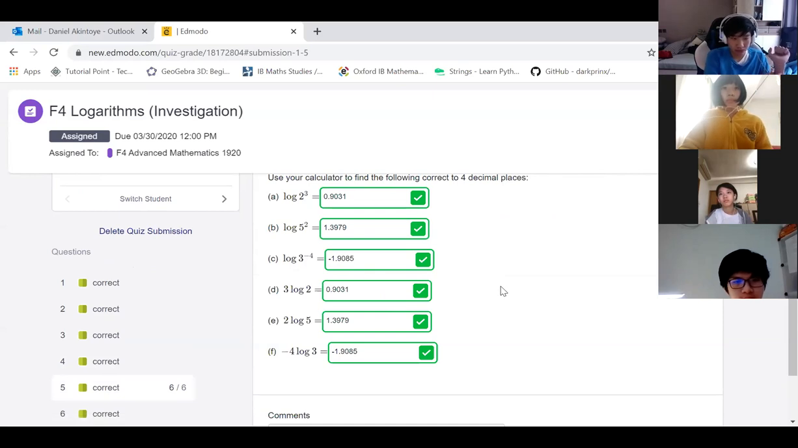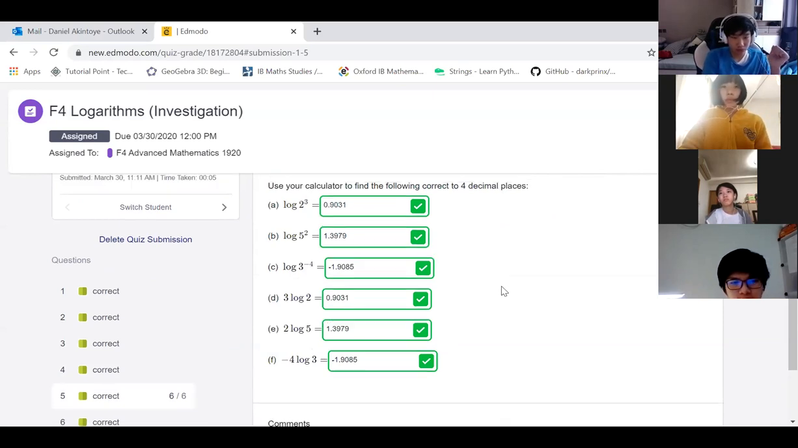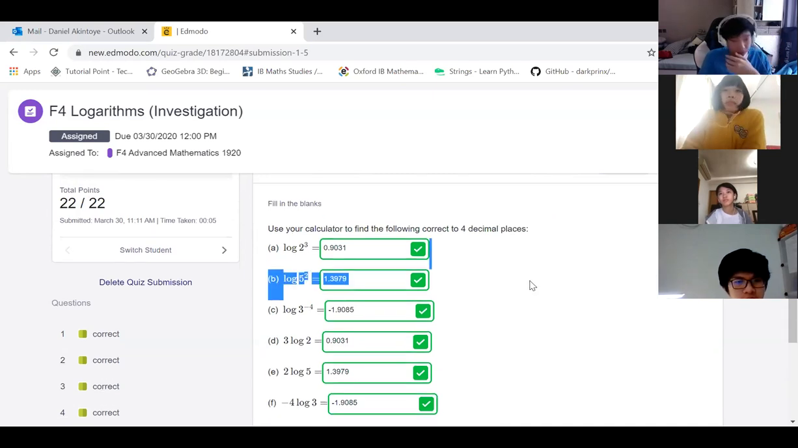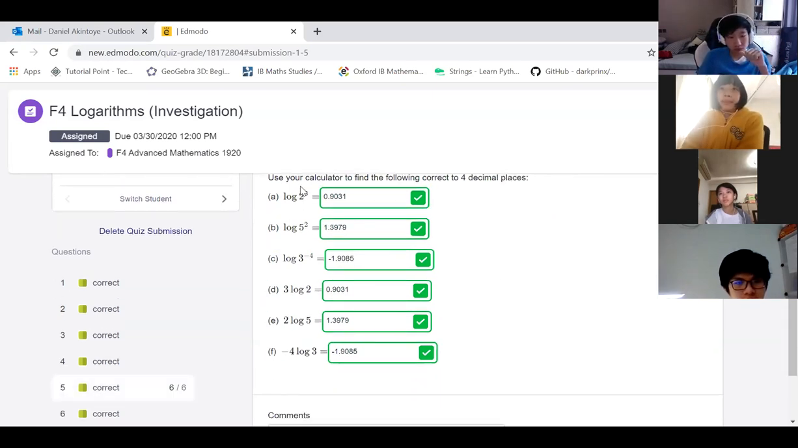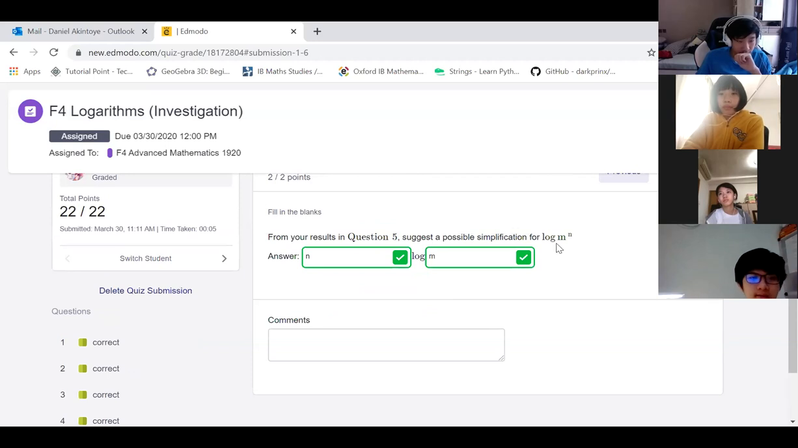And the third one, there are other laws. I just decided to put these three for the investigation. The third one is that the logarithm of a number in index form is the same as the power multiplying the logarithm of the number. So for example, log 2 cubed and 3 log 2 are the same. Log 5 squared and 2 log 5. So it's like the power comes to the front to multiply the log, basically. And that's what you were asked to figure out here. So logarithm of m to the power n is now n multiplying log m. Does it make sense, everybody?